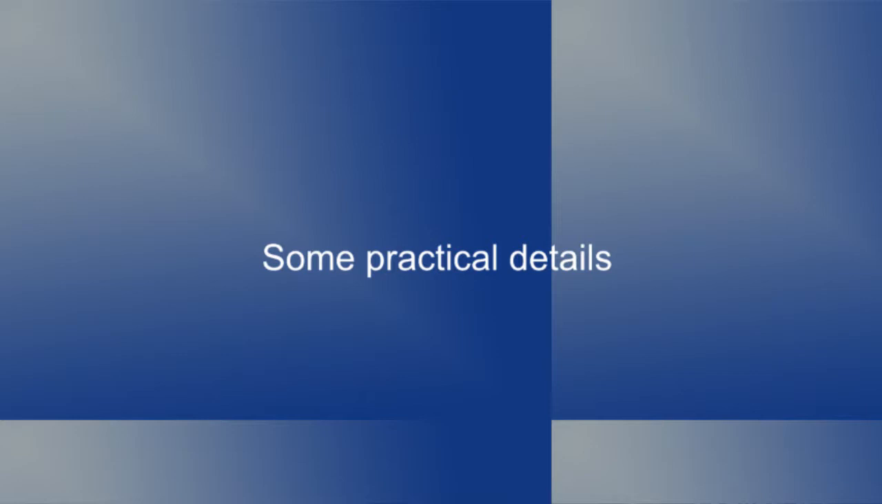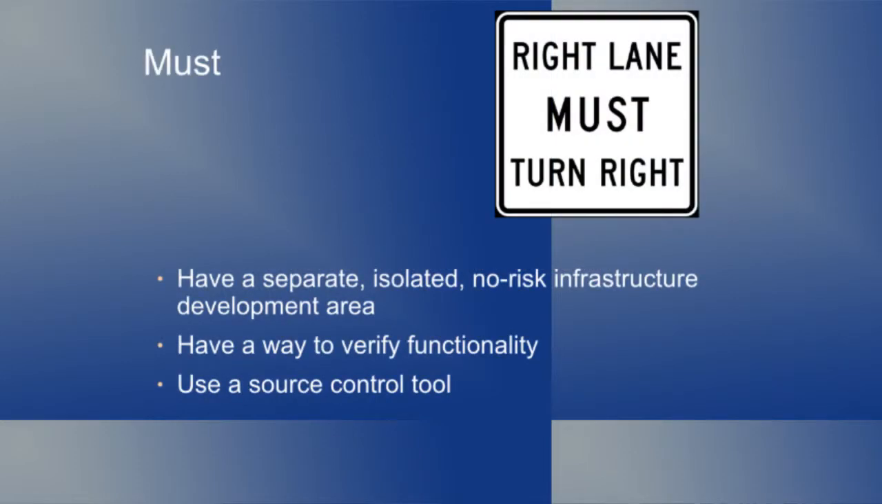Getting into some more practical details, definitely going from the outside into the middle of the onion here. Some musts for this. You must have a separate, isolated, no-risk infrastructure development area. Can't be production. And this is a must because it allows you to develop much faster. You've got to be able to try things out and take chances that don't break your users.